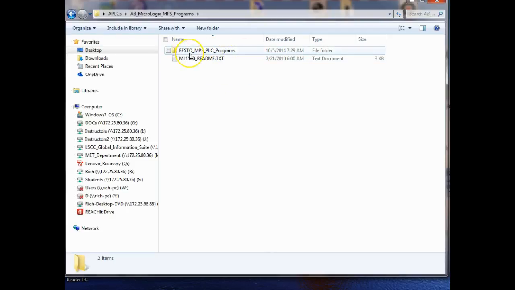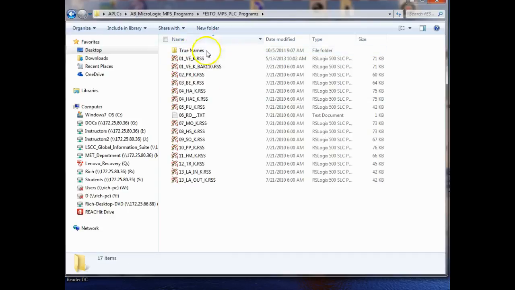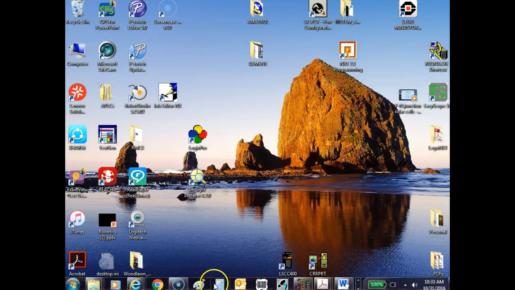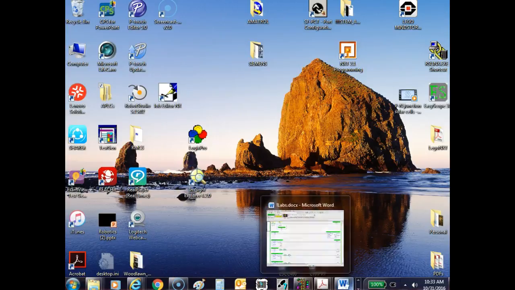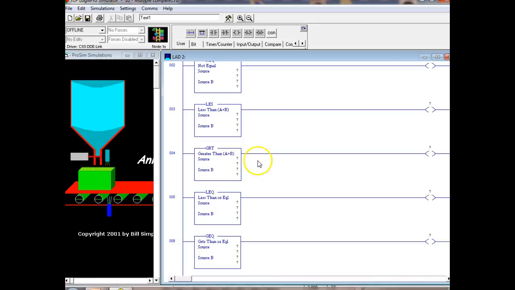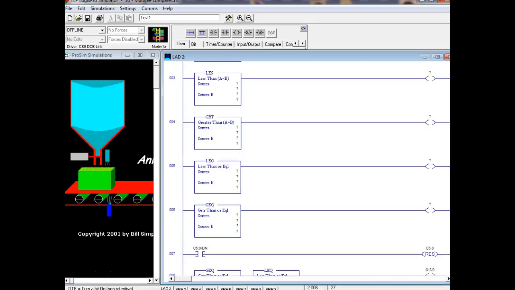I thought I might have put them in the folder on my desktop. These are the programs for the Festo line. We'll look at some of those later on when we get into subroutines. I just thought I might have put it on there because I know I did it. Must have done it at home.